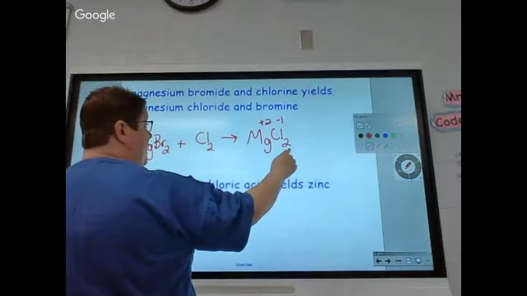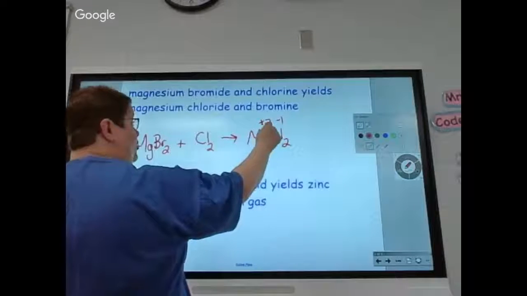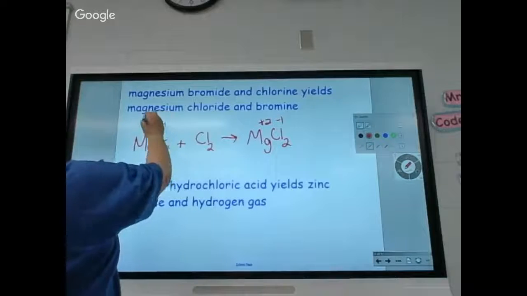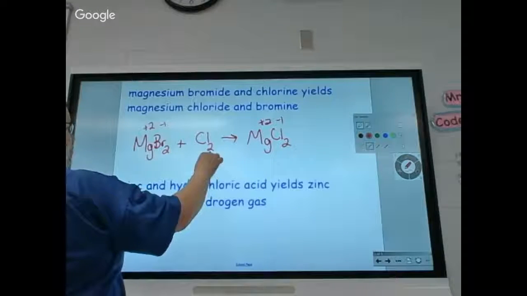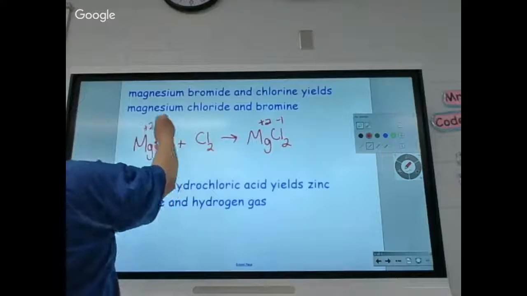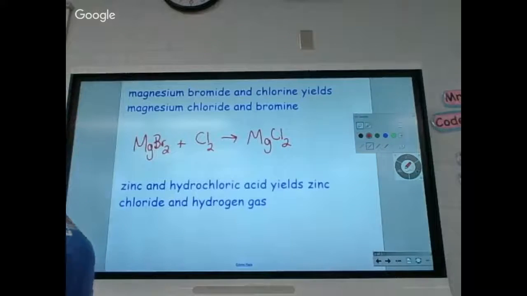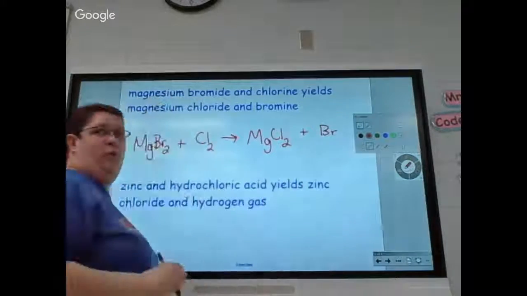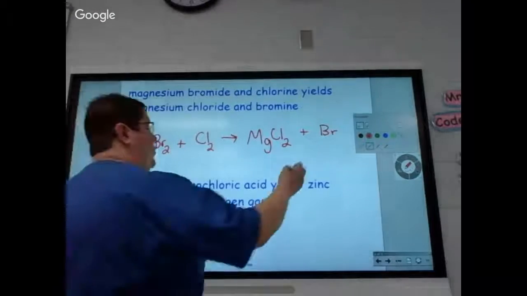This 2 has nothing to do with being diatomic. It comes from the fact that you crisscross the 2 and the 1. Just like this comes from crisscrossing. This 2 comes from the fact that it's what? Diatomic, and it's by itself. Okay? Has nothing to do with that. Plus bromine. Bromine is by itself. Is it one of the 7? Yes. You put a 2 on it.